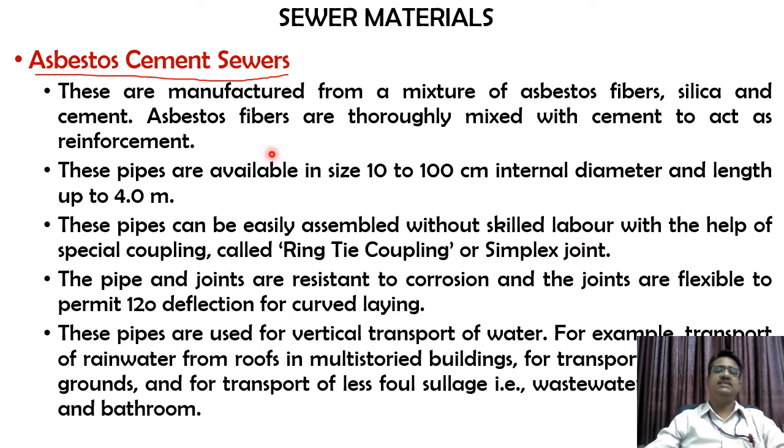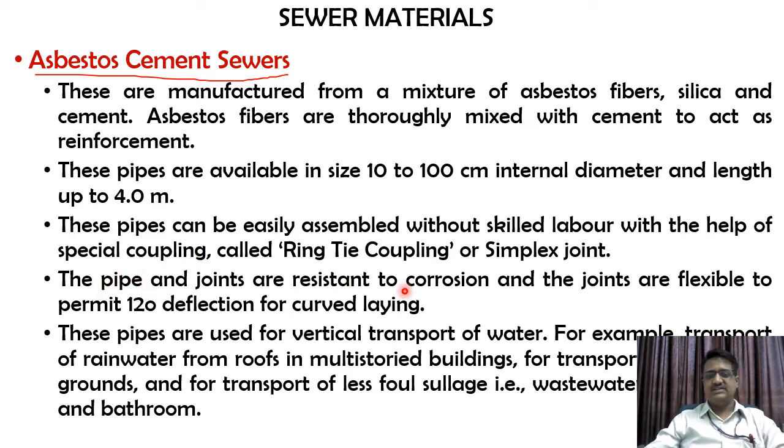So here you can see these asbestos cement sewers. Basically you add these fibers into your cement and prepare that particular pipe. The sizes available will be 10 to 100 centimeters in diameter and the length will be up to 4 meters. Okay, and these can be easily jointed. One can be jointed with another with the help of this ring type coupling or a simplex joint, which we are going to study further.